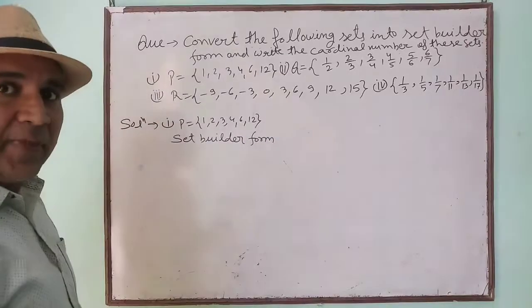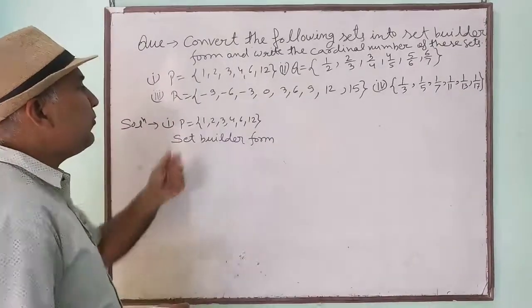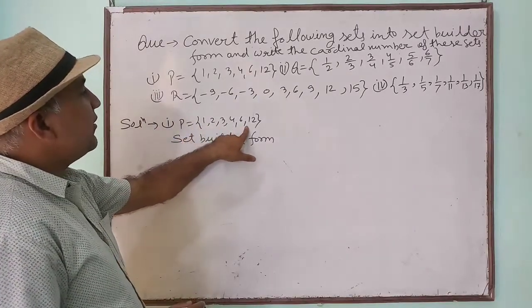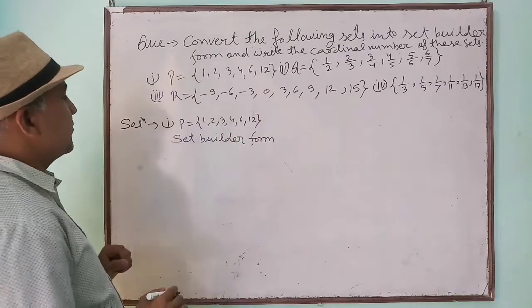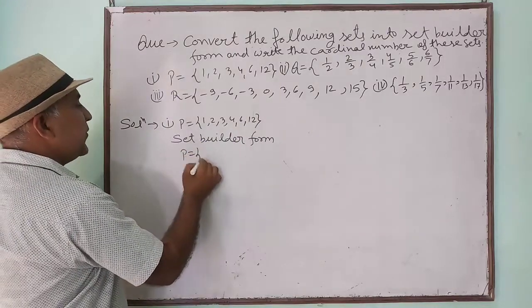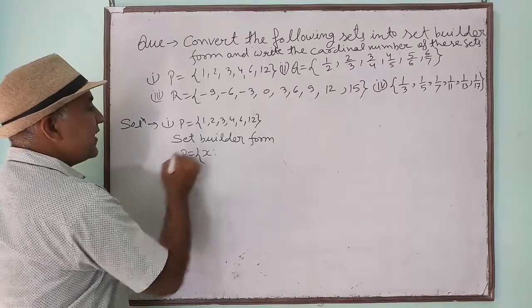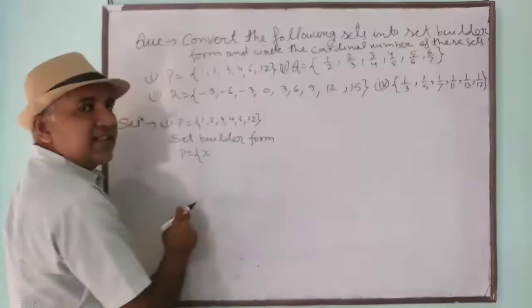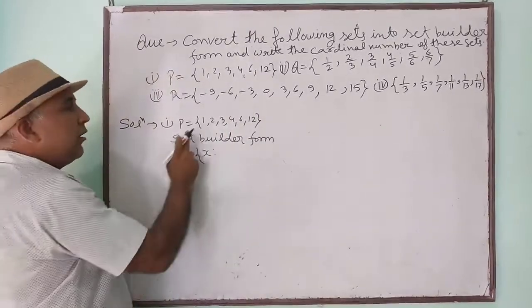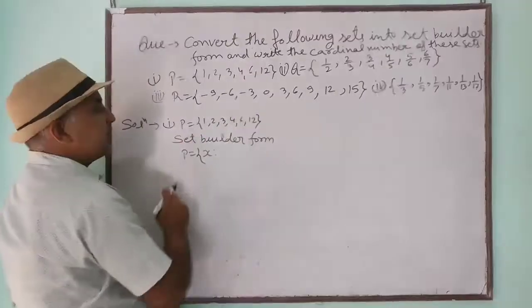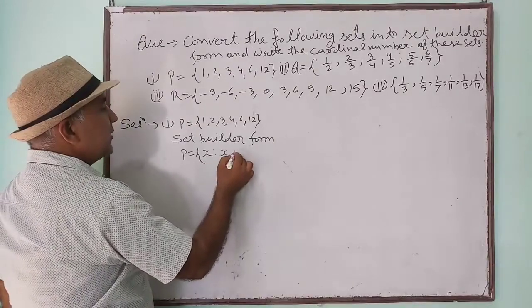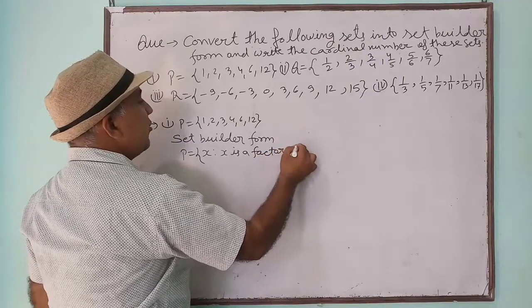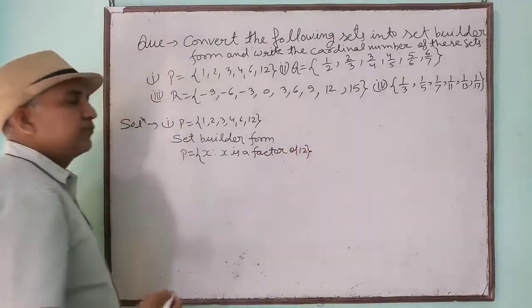So set builder form means you have to make a rule for this. So just see which rule or which pattern is followed by these numbers. So children, if you see it carefully, we take one variable x, this is the method, and then we write the property followed by this. Now watch carefully. All these numbers are the factors of 12. That means x is a factor of 12.